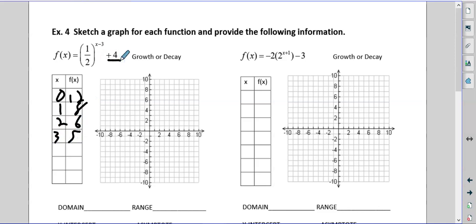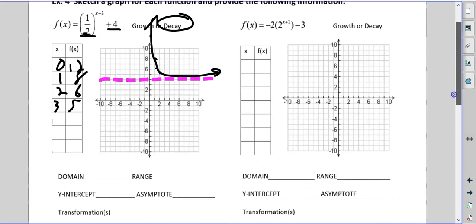This plus 4, remember, is the asymptote. So there's going to be a line right here at y equals 4. So then when we go to put these on, (0, 12) is up here, (1, 8), (2, 6), (3, 5). So when we draw it, it's going to come down here and again ride on out the line, like so. The base is 1/2, that makes it decay.